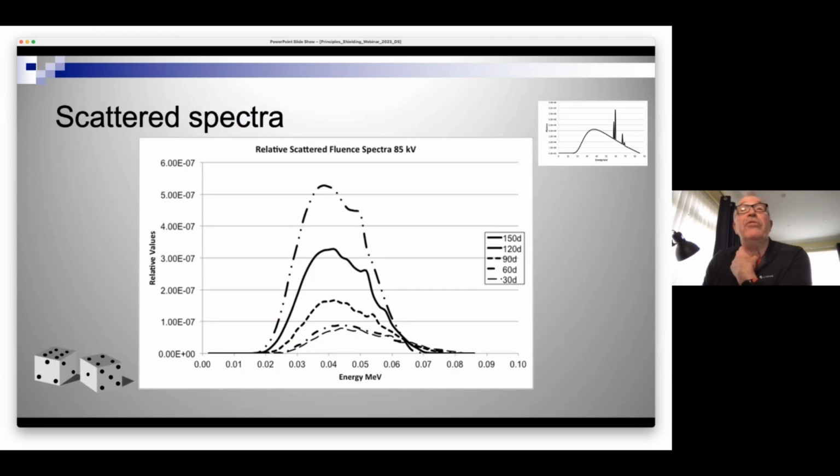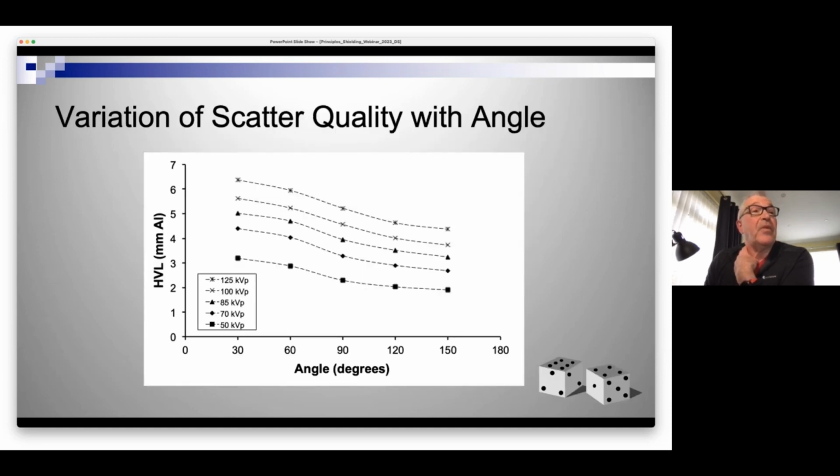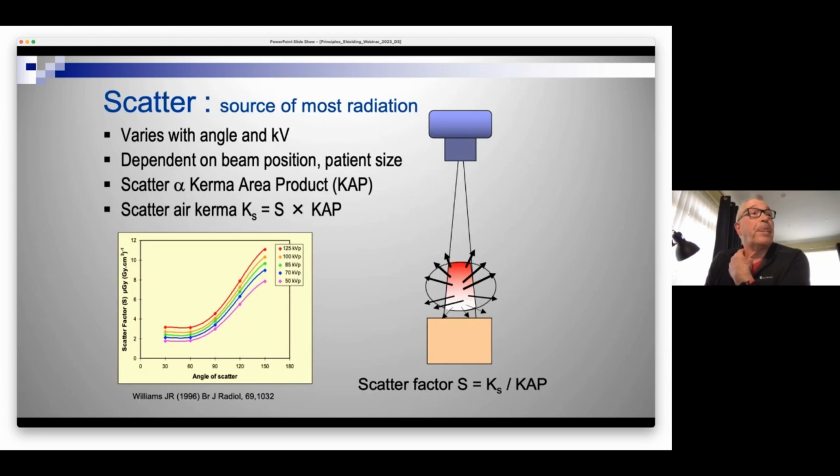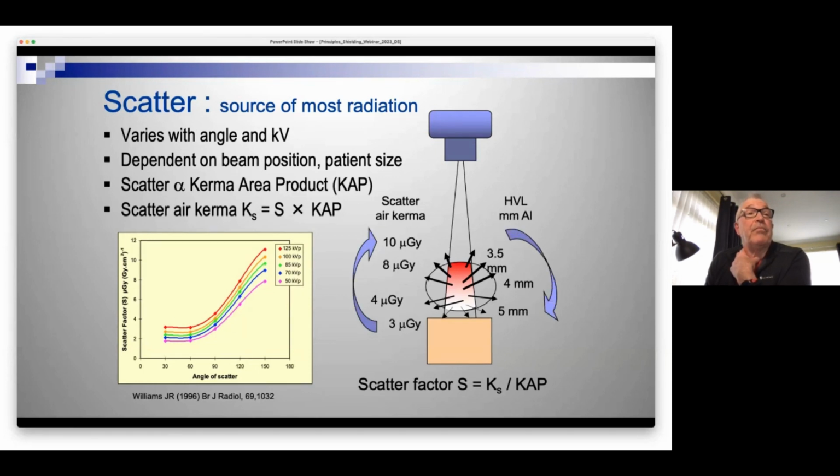We also looked at the scattered spectrum from our Monte Carlo simulations and identified that there are more X-rays going backwards towards the tube, but of course they have a lower quality, as you can see from this. And this just shows you how the quality, i.e. the penetrating ability of the X-rays, varies with angle. So we're able to show more scatter back towards the tube, with increasing half value layer towards the patient. That makes it all a bit difficult.